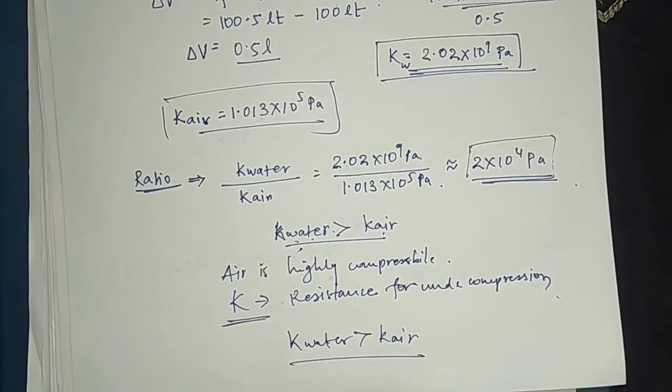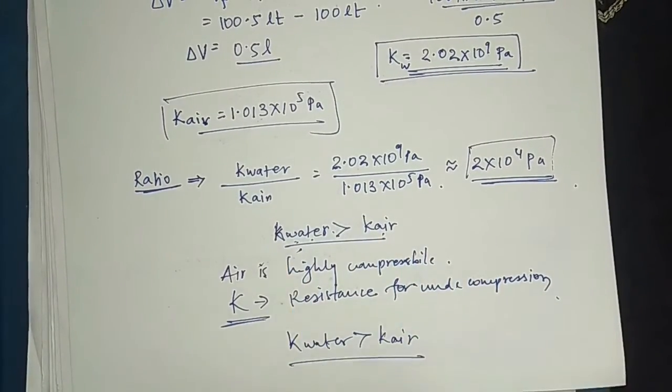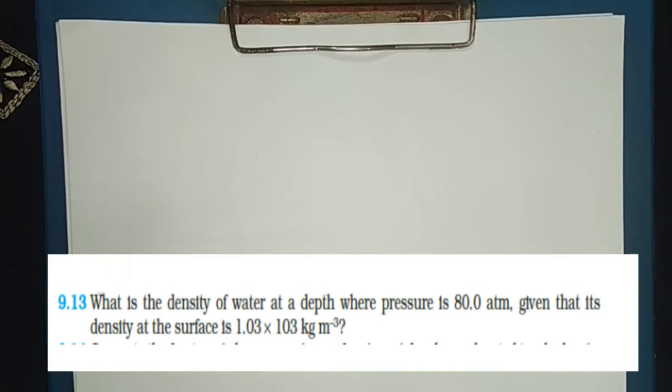Okay, what does that mean? That air is highly compressible and water is highly resistant to compression. That is what it means. So let's discuss the next problem, that is 9.30.